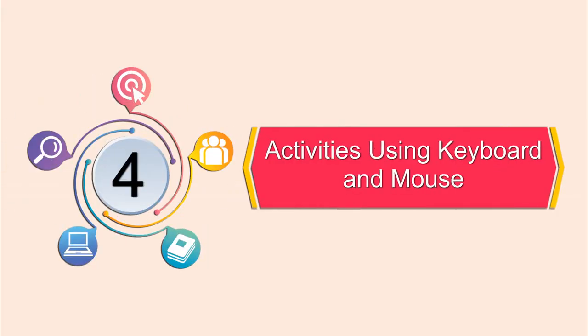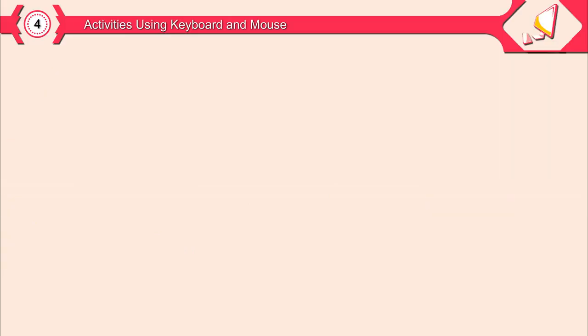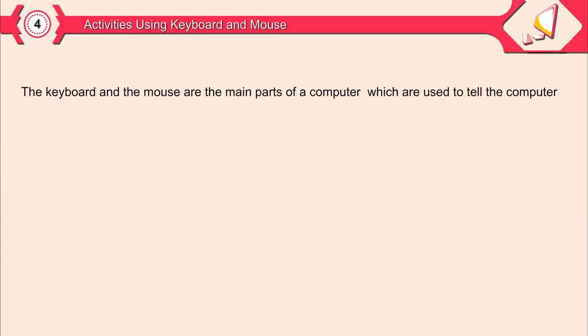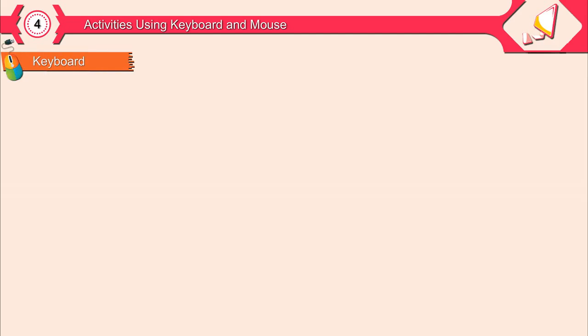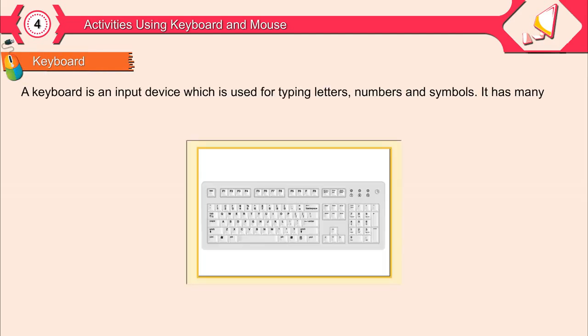Chapter 4. Activities using keyboard and mouse. The keyboard and the mouse are the main parts of a computer which are used to tell the computer what to do. Let us learn more about them. Keyboard. A keyboard is an input device which is used for typing letters, numbers and symbols. It has many different keys on it. Let us learn about some keys on a keyboard.